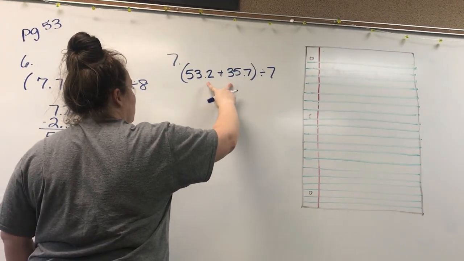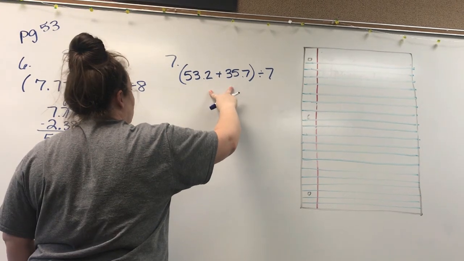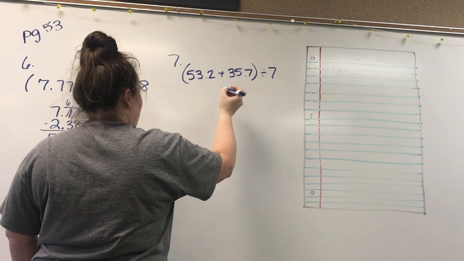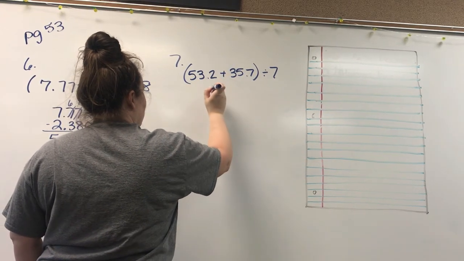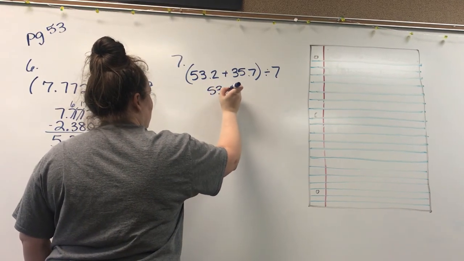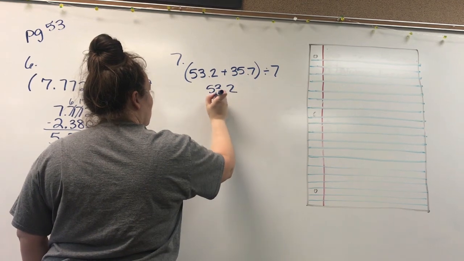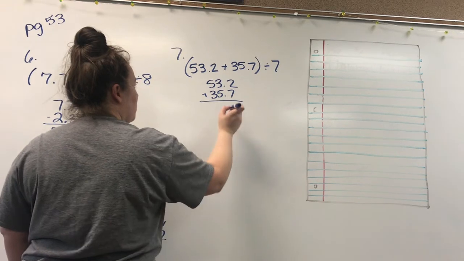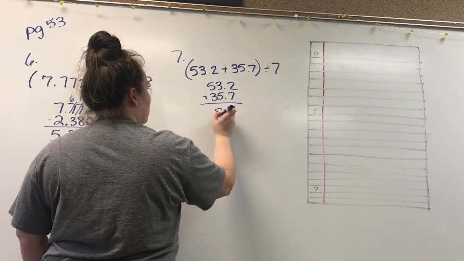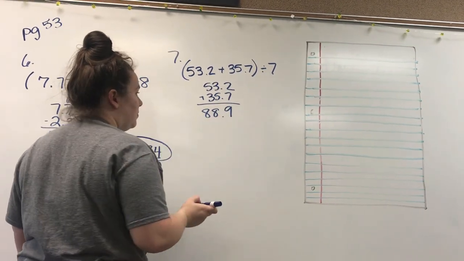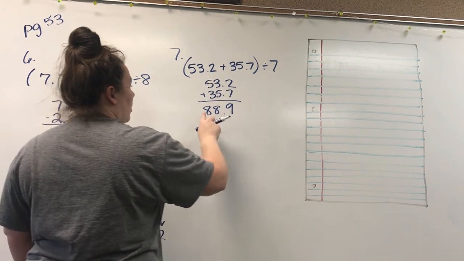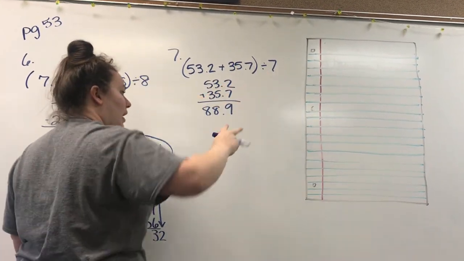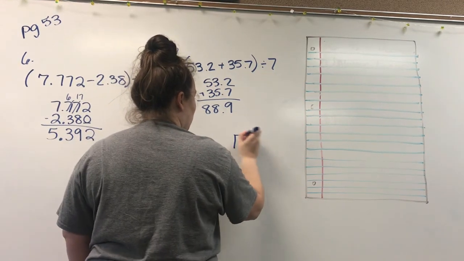Number 7, it's an addition problem inside the parentheses. That's where I'm going to start. If it's an addition problem, I know that I have to line up my decimals. So 53.2, 35.7, it's an addition problem. Bring down my decimal. Cool. Okay. 88.9 divided by 7. Remember, I have to flip them when I put them inside the division house.